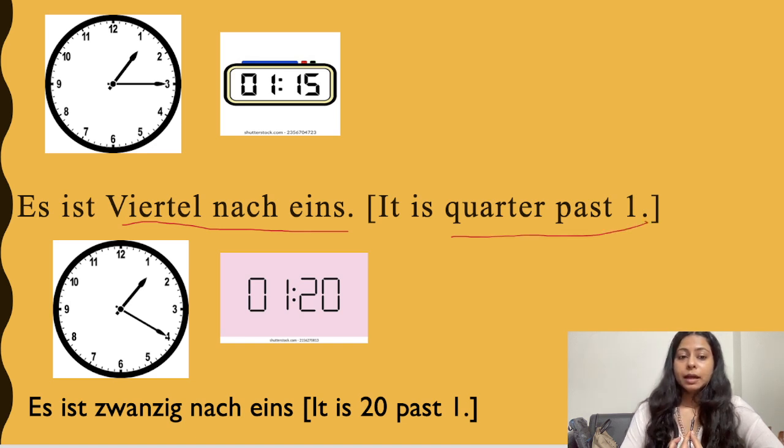Now Viertel here represents a quarter of an hour. As you must have noticed, the word nach means after, and in the context of time we say it is past something. So it is past any hour. So es ist Viertel nach eins, which means it is 1:15. In the same way 1:20 would be es ist zwanzig nach eins, it is 1:20.